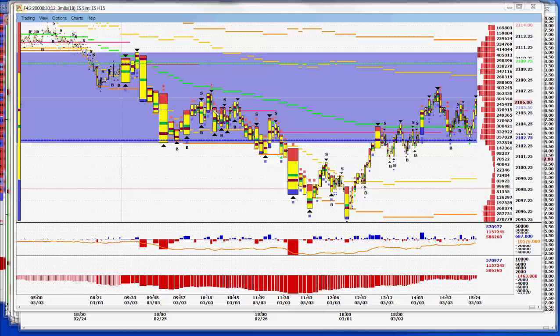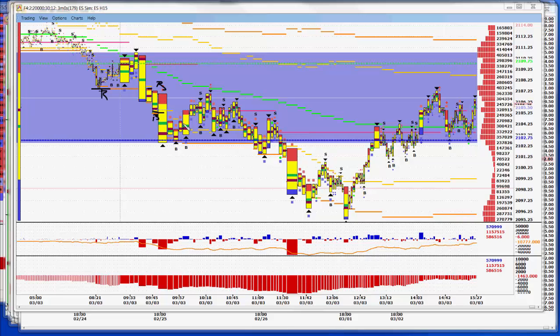Well, you've got your reference points. When you come in, you can see that this is resistance. You can see that this is resistance. And you can see that this might be resistance. So you've got 3 points right here. So there isn't a trade here.